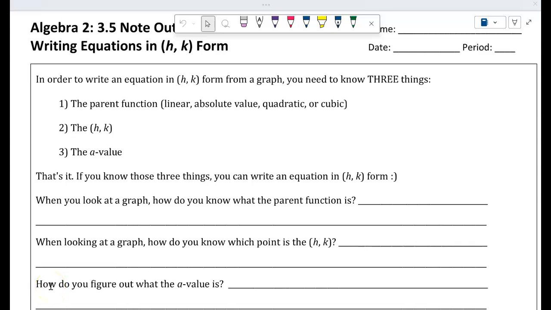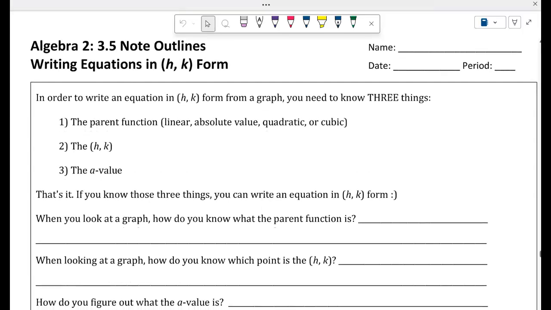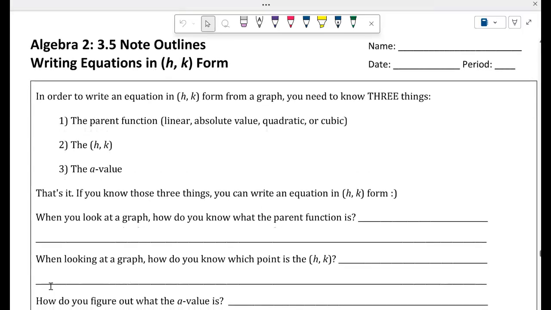All right, guys, so we are now on 3.5, writing equations in HK form. In order to write an equation in HK form, which is going to be your vertex form, or if it's a cubic, then that's going to be the inflection point. If it's a line, then that's going to be your point form, you need to know three things.